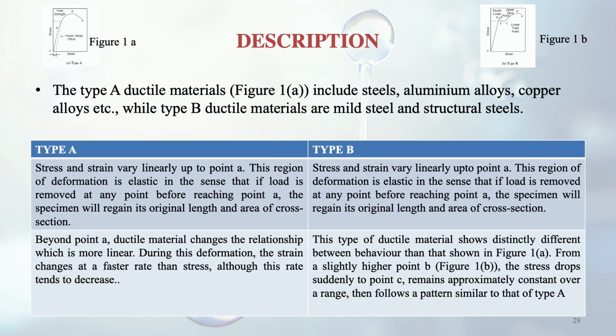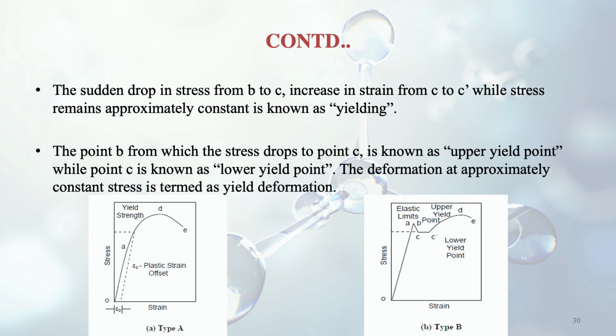And in type B material, now the difference comes in. We can see that in case of type B, the stress drops suddenly to a certain point C in the figure, remains approximately constant over a certain range, and then follows a pattern similar to that of type A. So this is a little difference between type B and type A ductile materials. Okay, so to convince you more, I am discussing the same thing again. The sudden drop in stress from B to C, and the increase in the strain from C to C dash while stress remains approximately constant, is known as yielding.